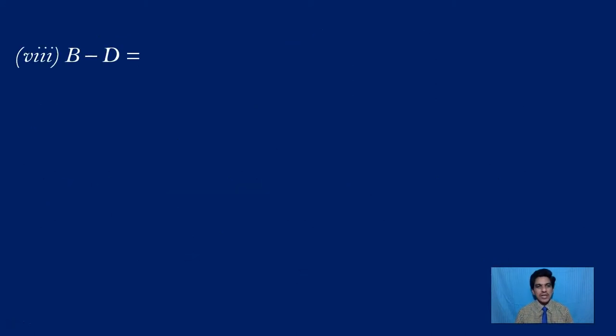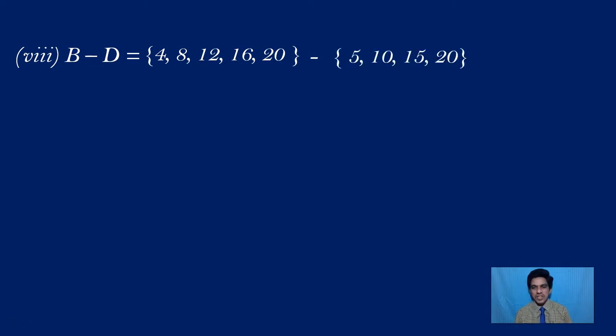Now, look at the next one. B minus D. Now, B is the set of 4, 8, 12, 16, 20 minus D, the set of 5, 10, 15 and 20. Now, what are the common elements? We have 20 common to both the sets. Now, what is remaining in the first set? We have 4, 8, 12 and 16.